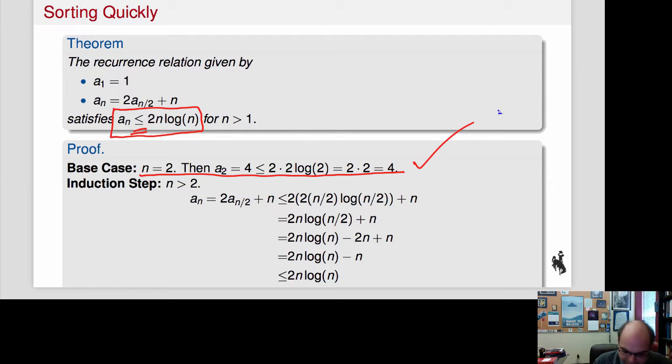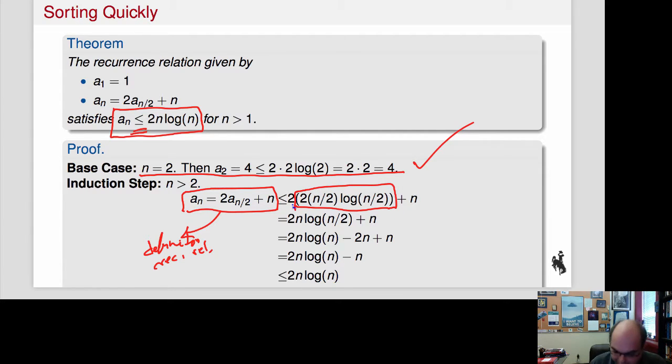Now suppose that n is greater than 2. Then a sub n is equal to 2 times a sub n over 2 plus n. This is just the definition, or perhaps I should say the recurrence relation, right? That's where that comes from. And now I say, oh, that's less than or equal to this, okay? I have to say less than or equal to because that's my induction hypothesis, right? So this fact is just because of the induction hypothesis, okay? All right. After that, it's just algebra, right? Once we have opened up the recurrence relation, once we do the induction hypothesis, the rest is algebra.